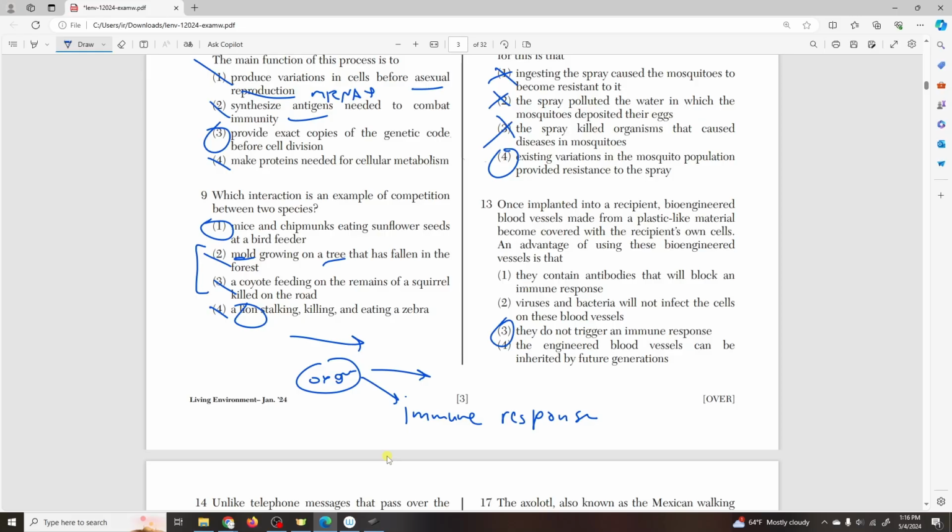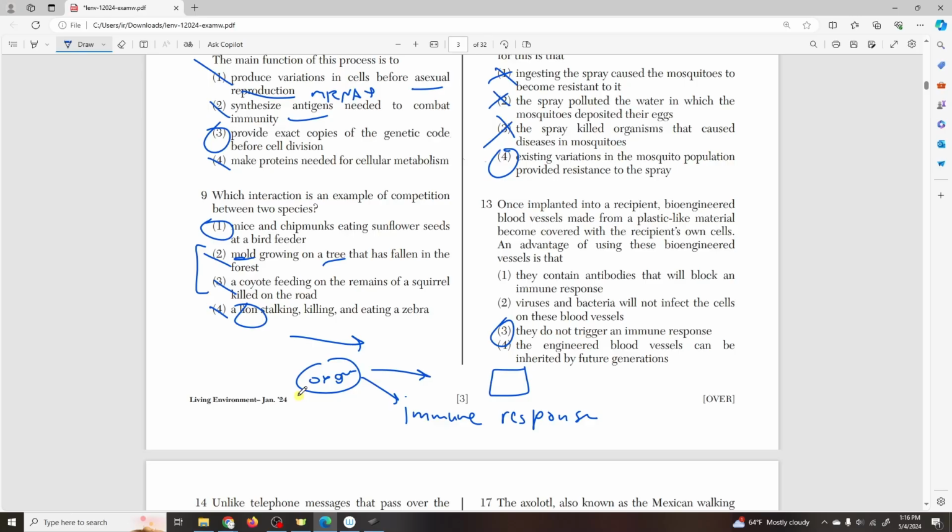So what's happening here is that bioengineered blood vessels made from a plastic-like material become covered with the recipient's own cells. So because you're covering this thing entering your body with your own cells, your body now thinks that it belongs there, right? It's like it has no antigens on it. Obviously your body is used to yourself, right? Your body isn't going to attack its own skin cells because guess what? It's your own skin cells. It can recognize what's you and what's not you.